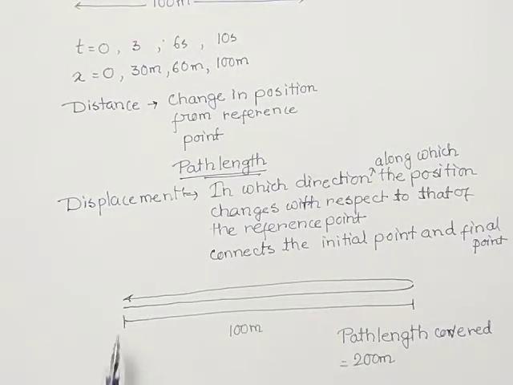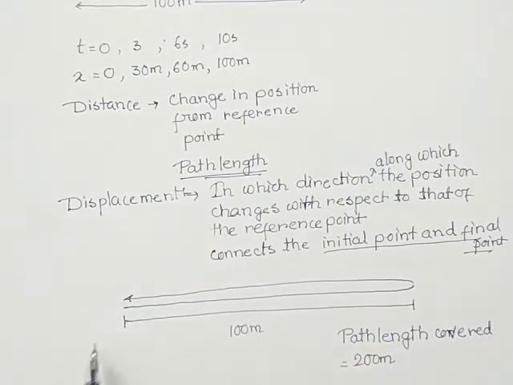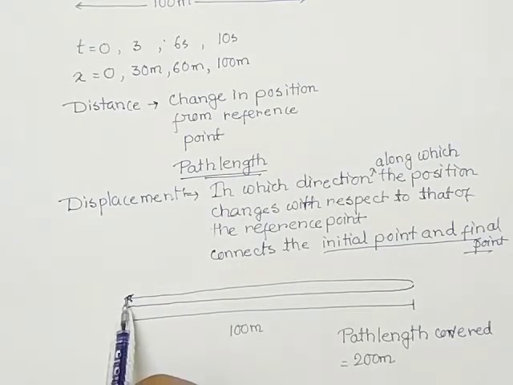But the displacement is basically concerned with the initial point and the final point. The initial point of starting is this position, and when the athlete returns back, he is again at that particular point.